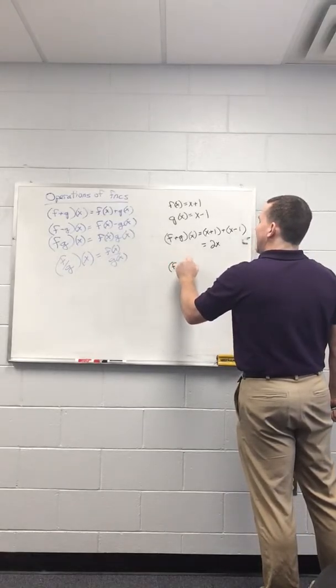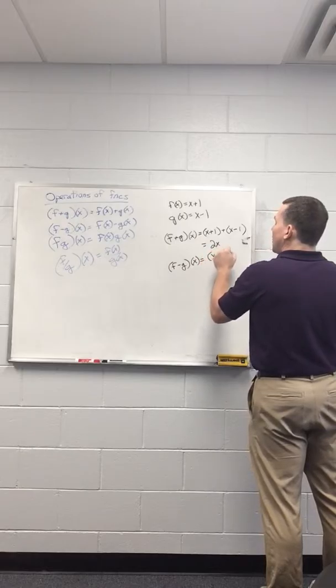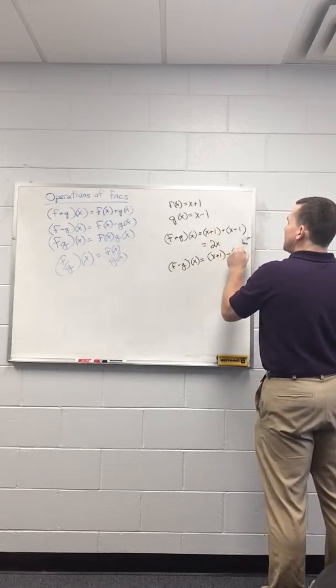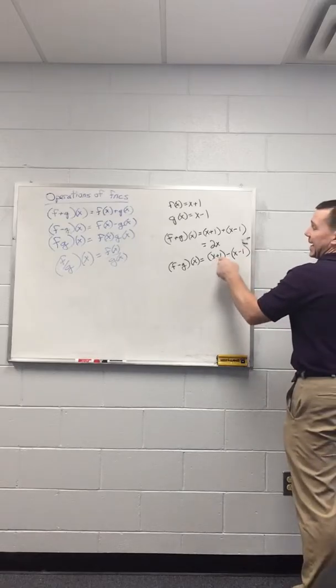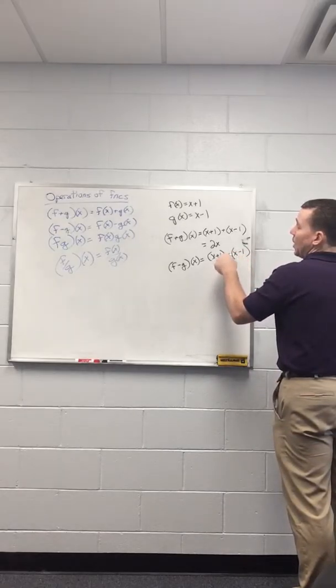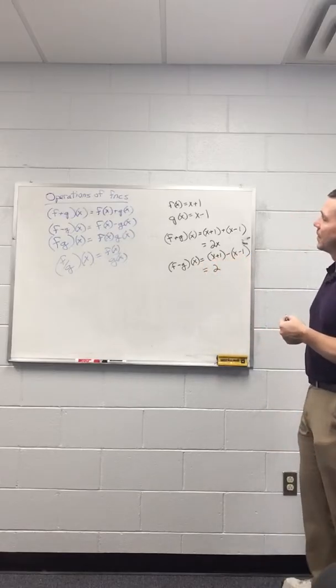If I want to find f minus g of x, I do f of x, x plus 1, minus g of x, which is x minus 1. Make sure you distribute your negative in. X minus x is 0. 1 minus minus 1 is 1 plus 1, which is 2.